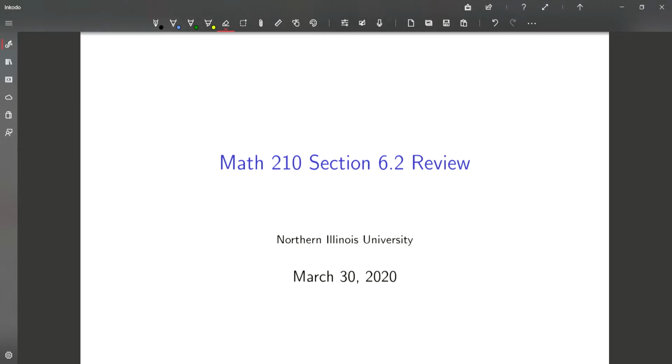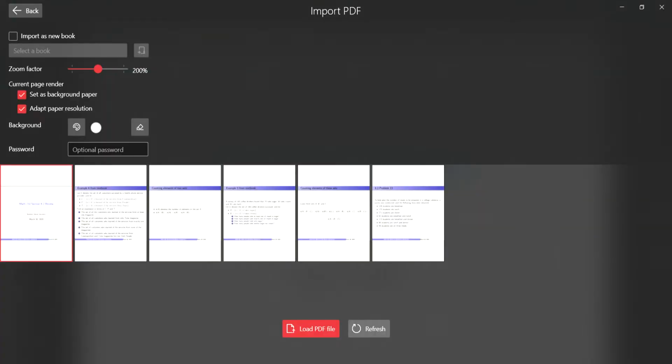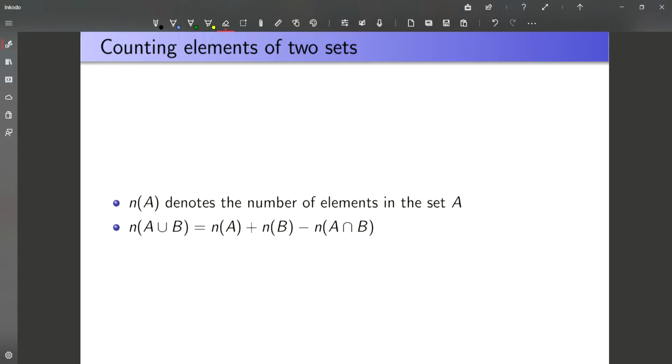Hi everybody, so we're here to do the review for section 6.2. So let's get started. Alright, so first let's review some notation that's important for this section. So that would be this slide over here.